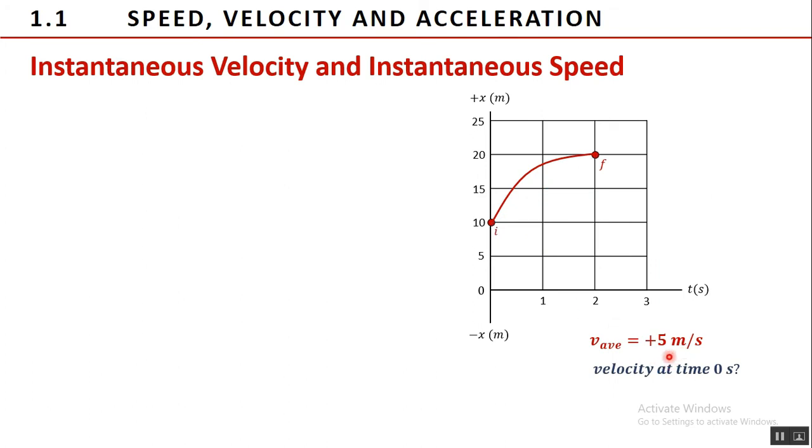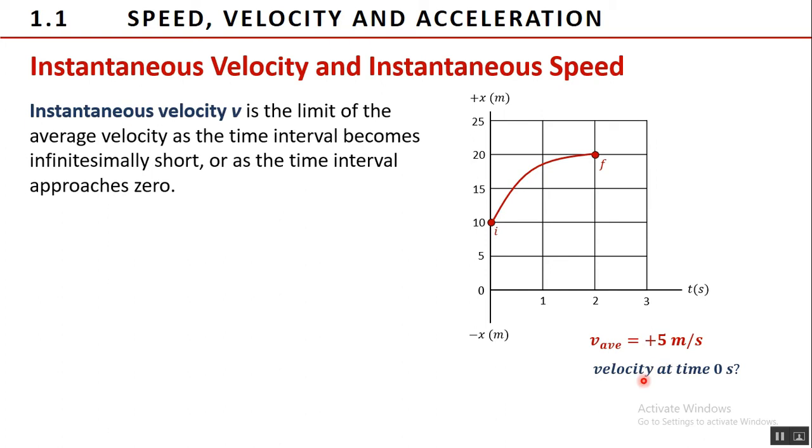Now let us say we want to know the velocity of the car at the instant the time is 0 seconds. To answer this, we introduce another type of velocity called instantaneous velocity. It indicates what is happening at any point of time. Mathematically, instantaneous velocity v is the limit of the average velocity as the time interval becomes infinitesimally short, or as the time interval approaches zero. It is also the first derivative of the position with respect to time, dx over dt.